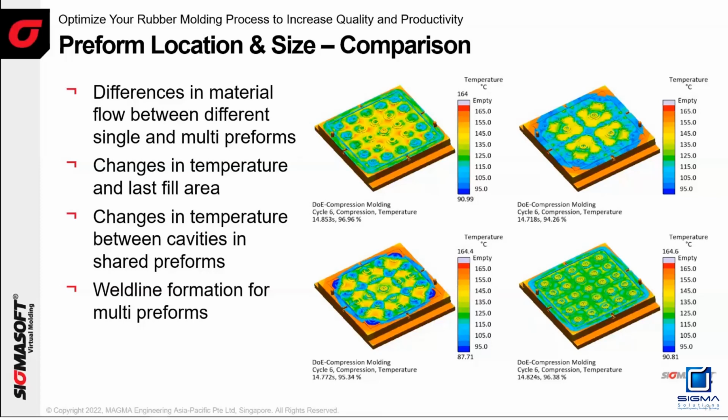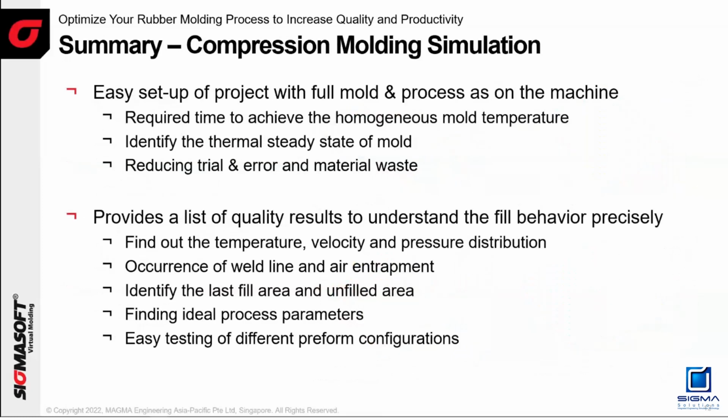Once we get all the results in SIGMASOFT, we can directly export them to other FE software to do structural analysis. We have a feature in SIGMASOFT called SigmaLink, which helps to transfer the results directly to other FEA analysis software to continue the analysis afterwards. So that's a summary for the first topic, the first portion.